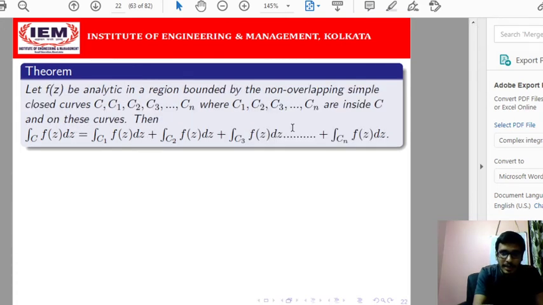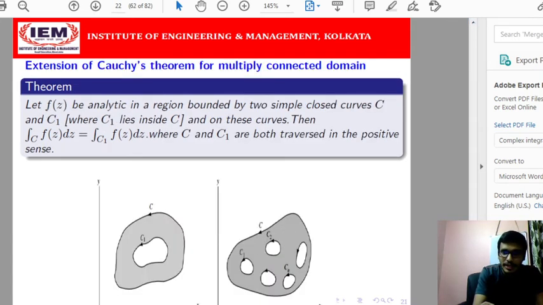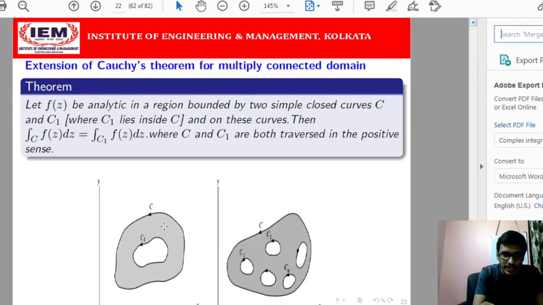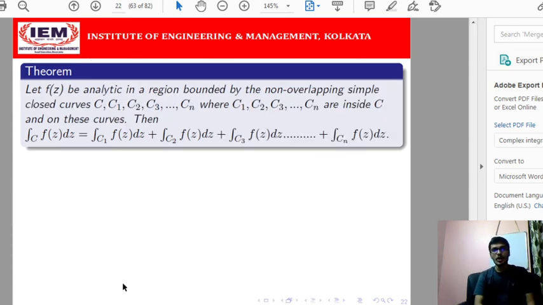And if I take n number of paths C1, C2, ..., Cn by virtue of which the region R is bounded by the curve C, then the line integration with respect to curve C will be the same as the sum of the line integrations over the curves C1, C2, C3 and Cn. Here there is only one curve C1, so the line integration with respect to C will be the same as with respect to C1. But if inside C, n number of closed curves are there by virtue of which this region is bounded, then the line integration with respect to C will be the same as the sum of the line integrations with respect to C1, C2, C3, ..., Cn. That is the extension of Cauchy's theorem for a multiply connected domain.